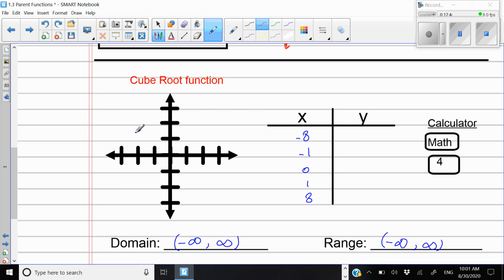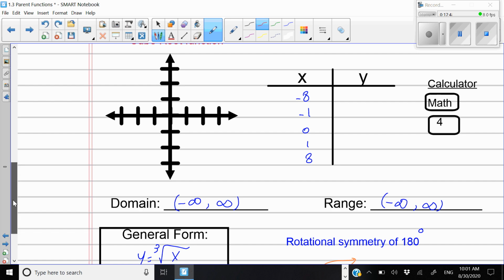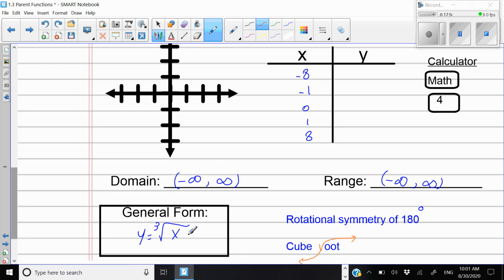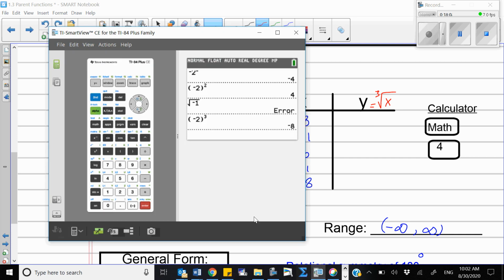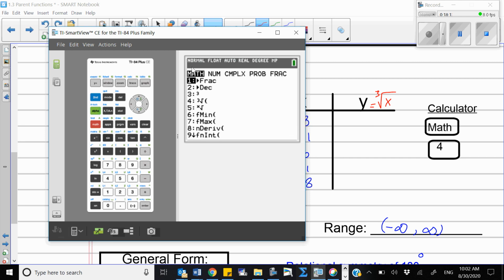Cube root function is the third root of x, and we can use this equation for that. So I'm going to use my calculator for this. Y equal to cube root of x. I use the button math and 4. Let me show that to you. So I go here, math, and number 4 is cube root.